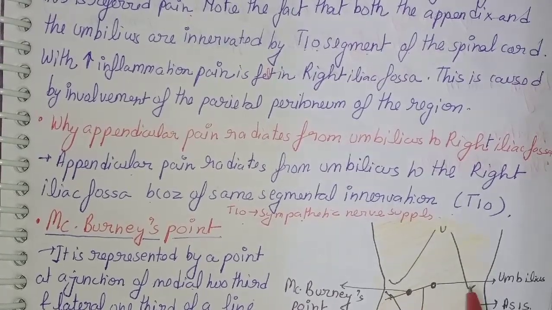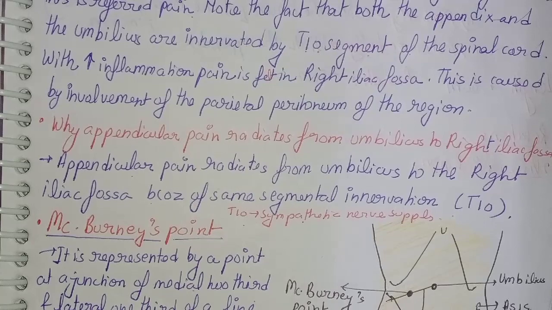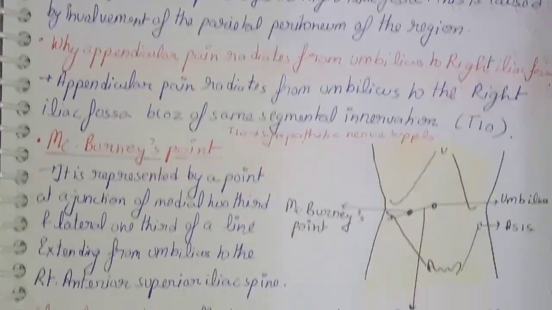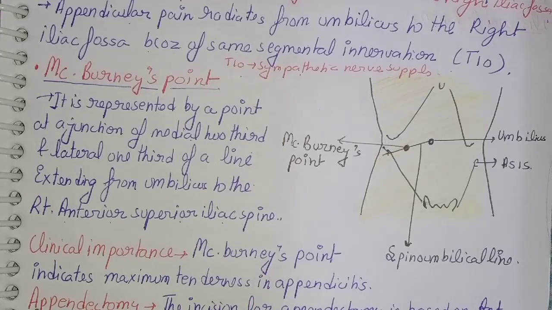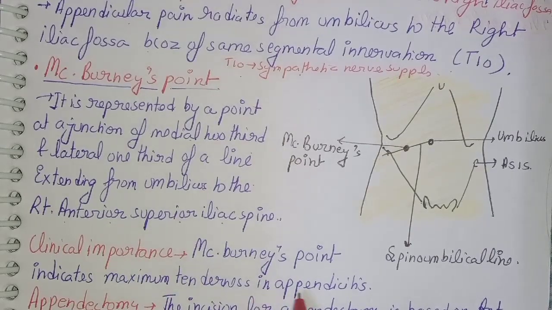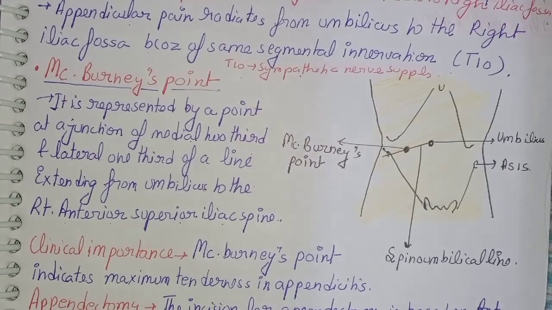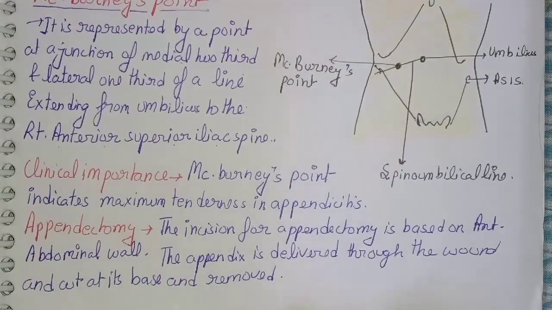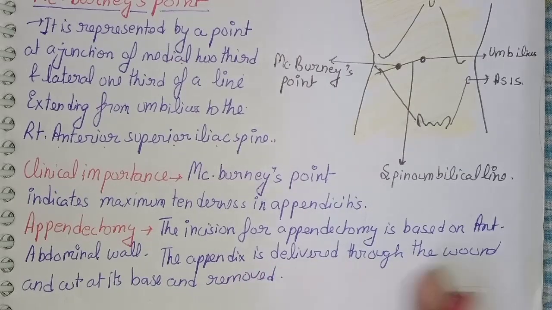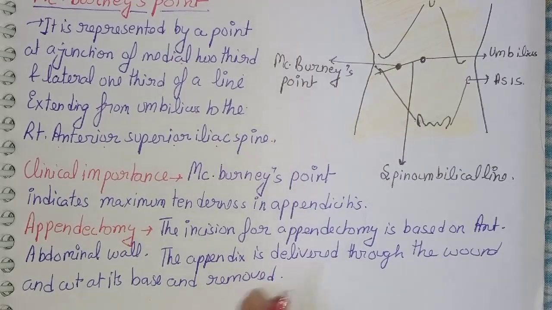As you can see in the figure, from the umbilicus to the right anterior superior iliac spine, this point is called McBurney's point. Its clinical importance is that McBurney's point indicates the maximum tenderness in appendicitis and appendectomy. The incision for appendectomy is made on the anterior abdominal wall. The appendix is delivered through the wound, cut at its base and removed.